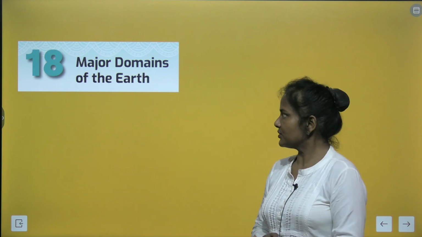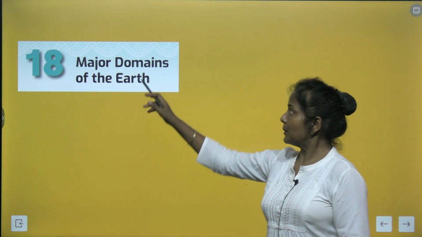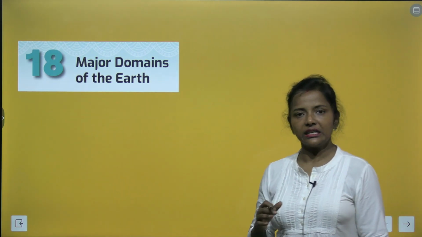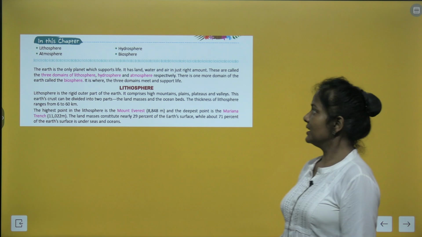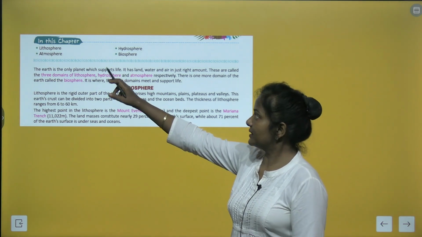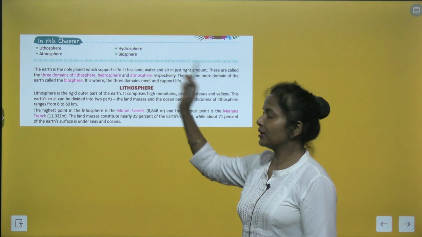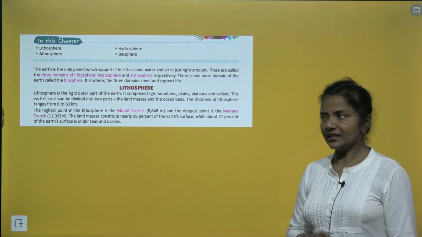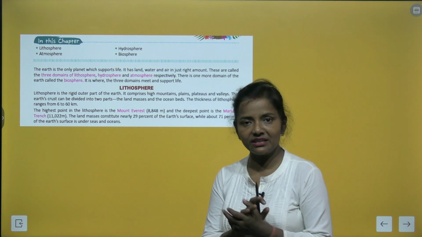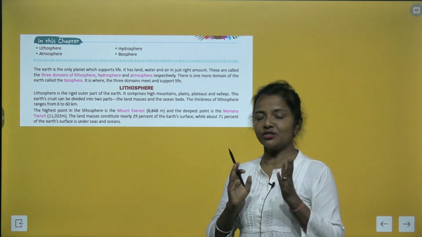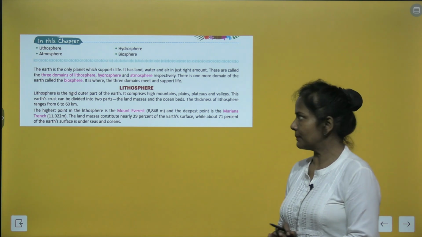So, here we are going to start today chapter number 18, that is major domains of the earth. आज हम पढ़ेंगे अर्थ के मेजर डोमेन्स के बारे में और क्या है वो लिथोस्फीयर, हाइड्रोस्फीयर, एटमॉस्फेयर, biosphere. Okay, so just pay attention to this chapter. You will enjoy, you will have a great interest in this if you listen to it very carefully. ध्यान से सुनिएगा and enjoy the chapter.